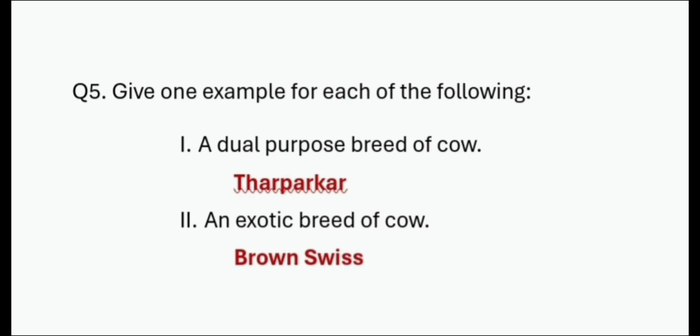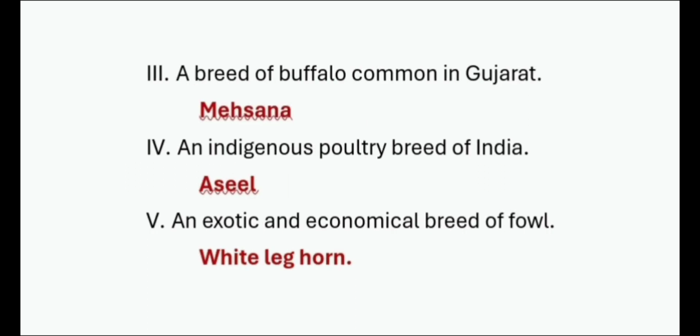Then beyond that, we have an indigenous poultry breed of India, which is Asil. Then an exotic and economic breed of fowl, which is white leghorn. But we do have other alternatives as well for all of these examples. You cite any correct example, that would be a scoring point for you.